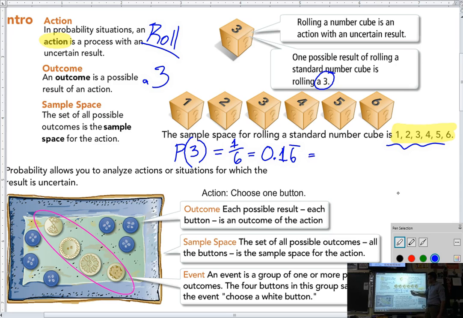0.16 with the 6 repeating, or approximately, if I round, what percent? 17. If I round, it would be 17.